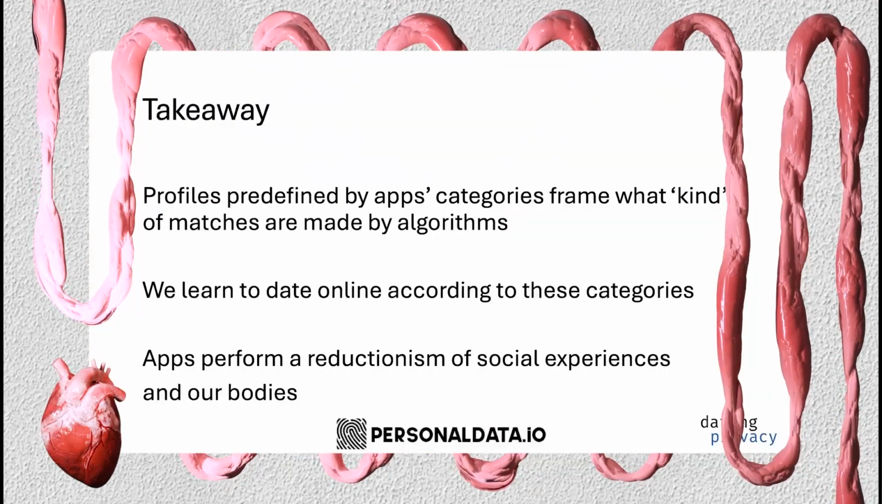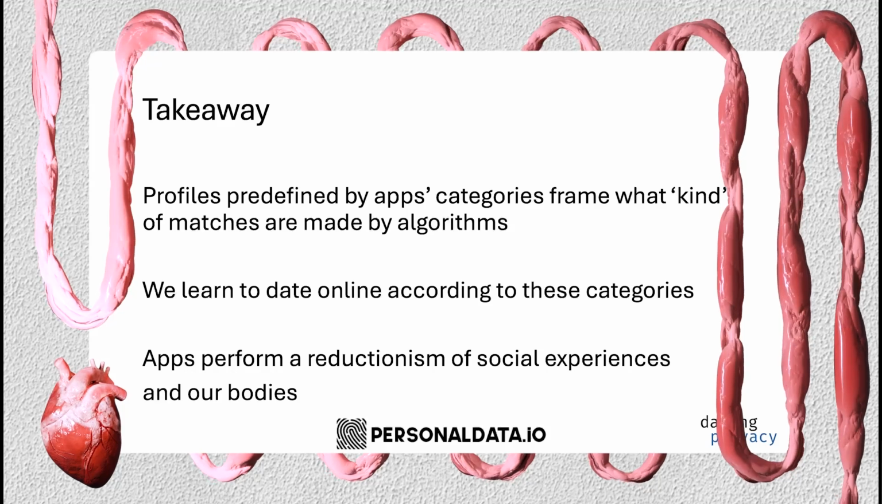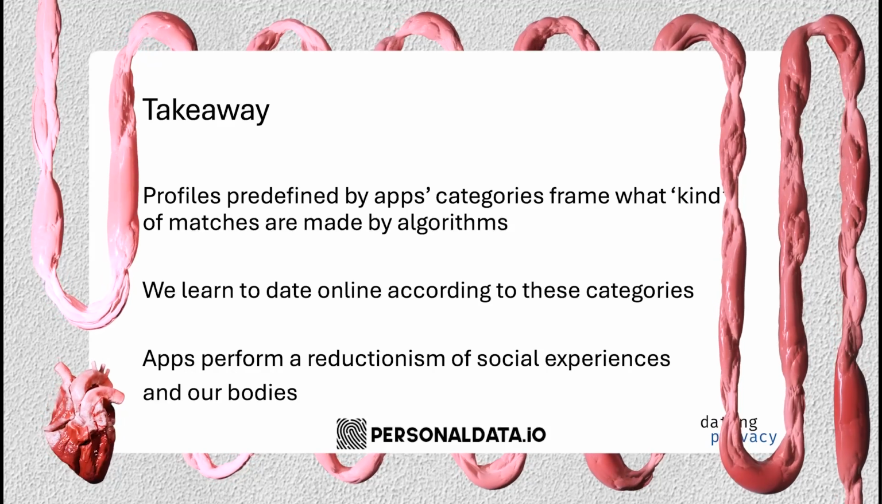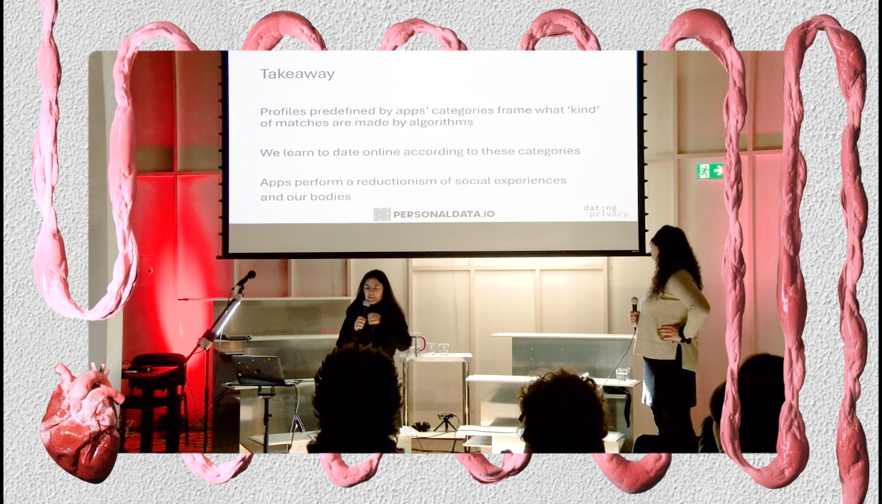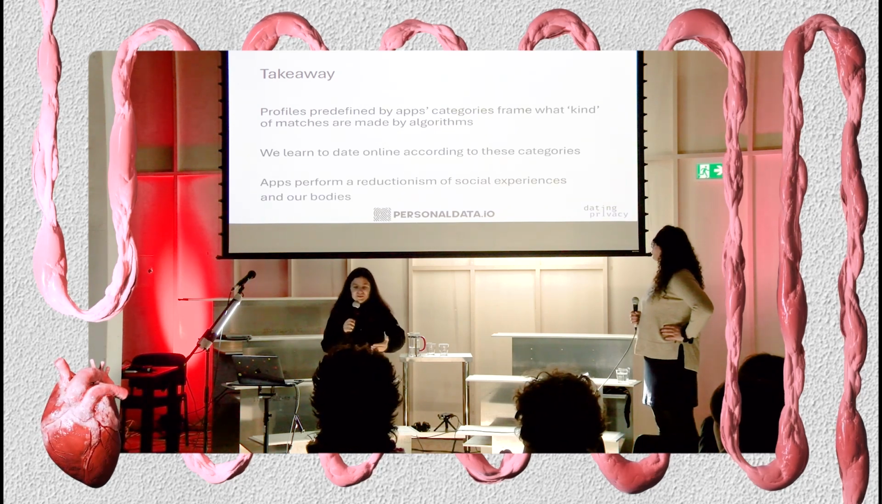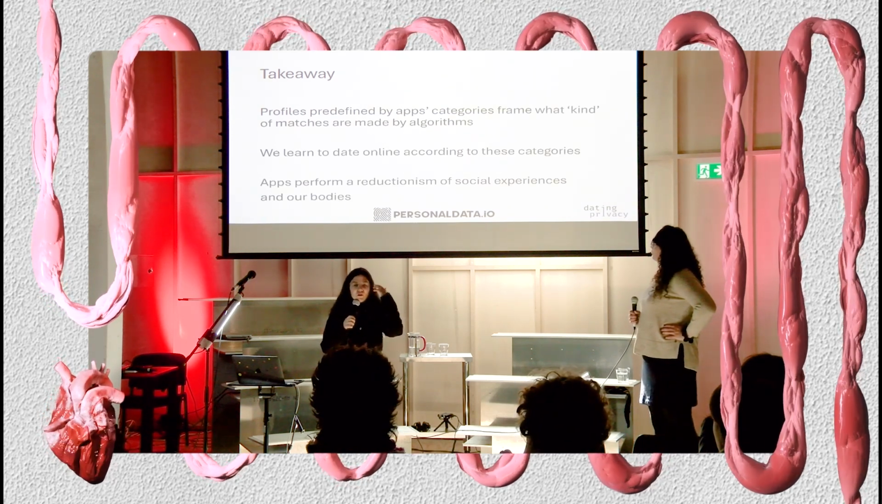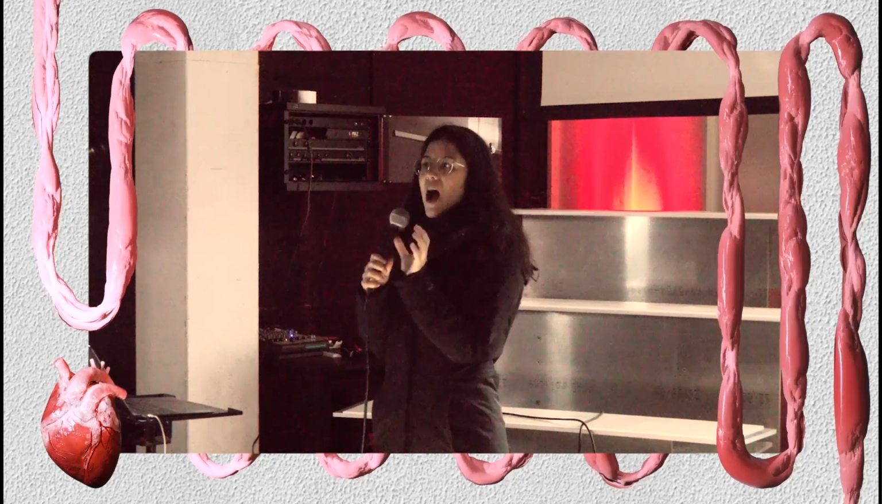Take away profiles predefined by app categories, which frame what kind of matches are made by algorithms. This is to say, whenever you register to an app, whenever you create a profile, you already know how your body, your personality has been represented by this company, which can be very different from one to another. So we learn also to date online according to these categories. This is what I have seen in my interviews.